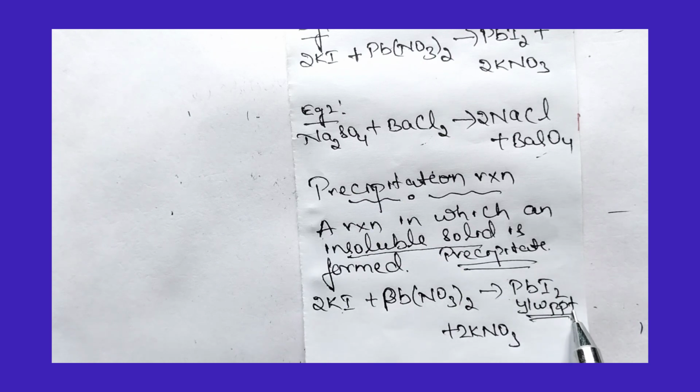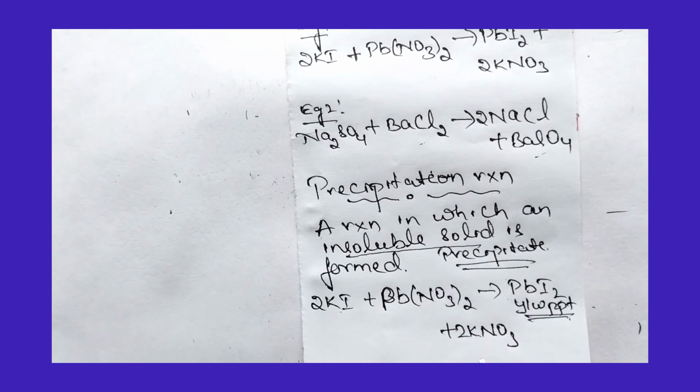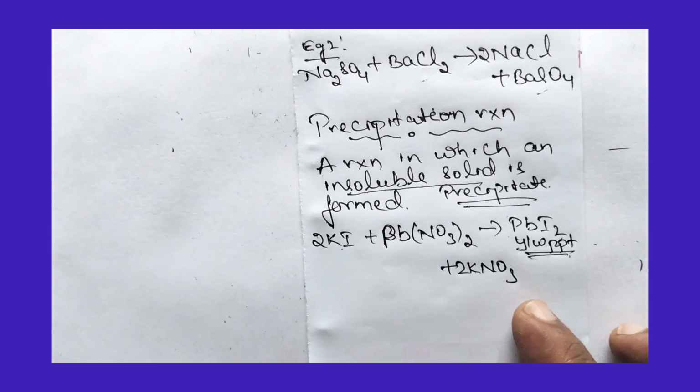Since precipitate is formed, such a reaction is called a precipitation reaction. Then what happens when potassium iodide reacts with lead nitrate? What color PPT is formed? Yellow PPT is formed. What is the name of that yellow PPT? Lead iodide. So lead iodide is the yellow PPT.